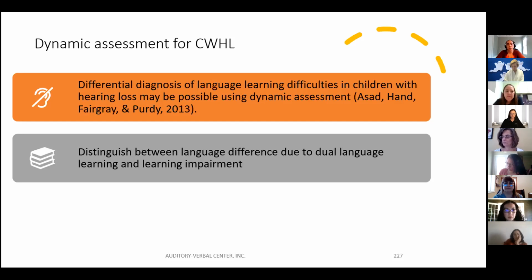So looking to see, okay, we know this child has language delays because he has hearing loss, but is this child having a disproportionate level of difficulty learning language? So does this child have also a language learning difficulty? And especially for our dual language learners, there's a lot going on. They're learning English, learning Spanish, the child has hearing loss. Are we trying to see, does this child also have difficulty just learning language?